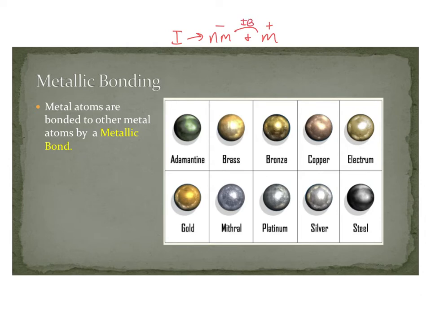In metallic bonding, we don't have a nonmetal and a metal. We just have metals, which is why we call it metallic bonding. So metal atoms are bonded to other metal atoms by a metallic bond. If you think of all kinds of different metals that you may have heard of, steel, silver, platinum, gold, brass, bronze, copper, those are all examples of metals, and the atoms within them are held together by metallic bonding. Let's see how this works.